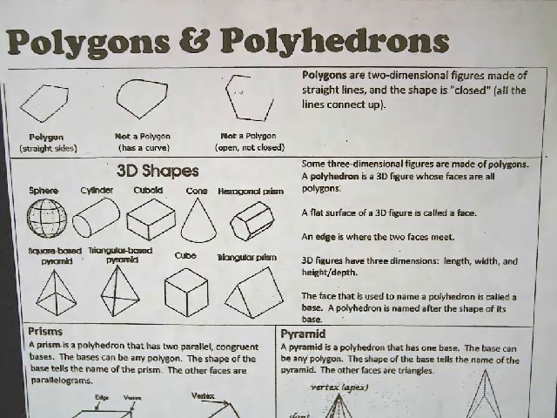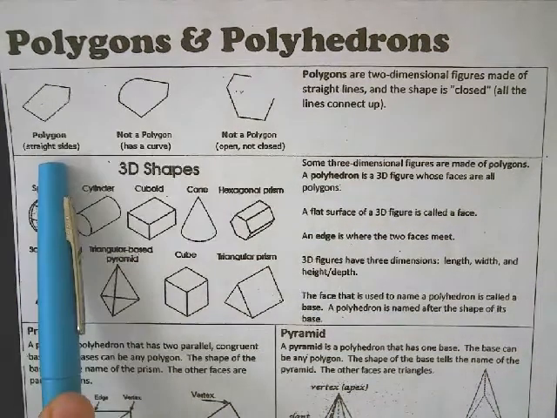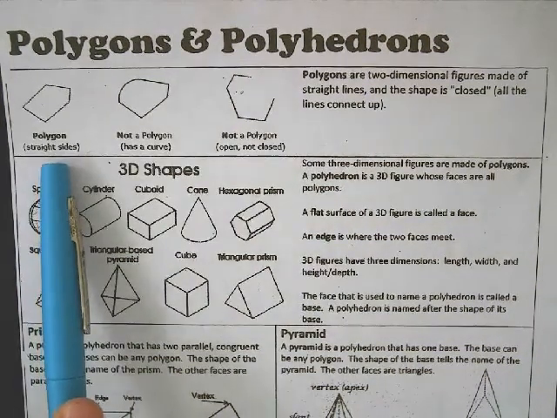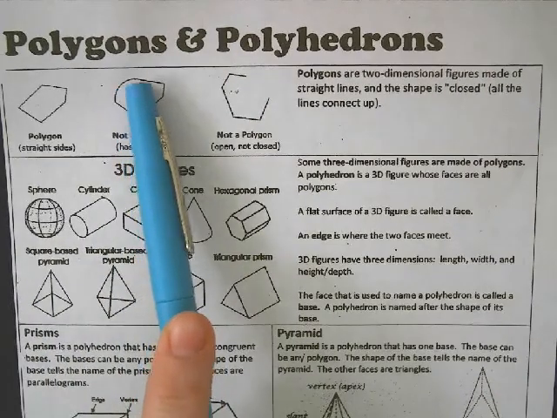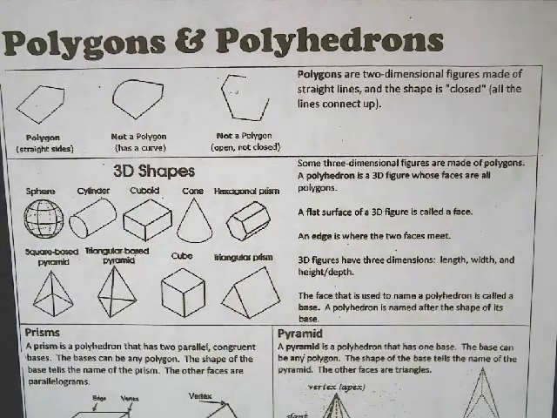If you'll notice on this shape right here, we have all straight sides and they are connected, whereas this is not a polygon because it has this curved side, even though it is connected. This last one is not a polygon because it's open and not closed. So again, for it to be a polygon, it has to be a two-dimensional figure. It's going to have straight lines and they're going to be closed or connected.